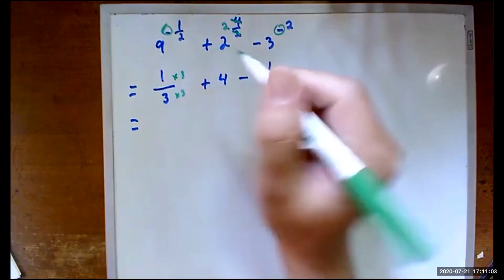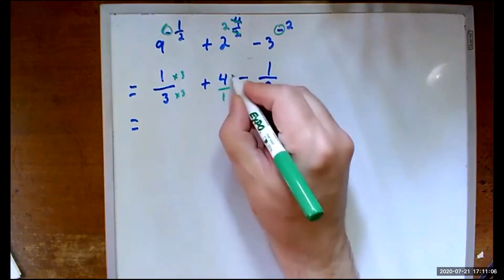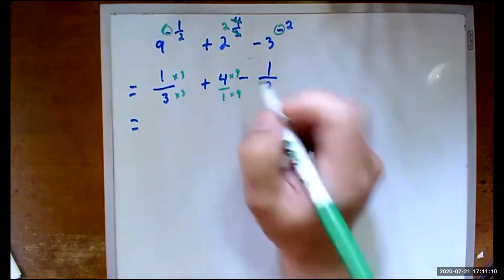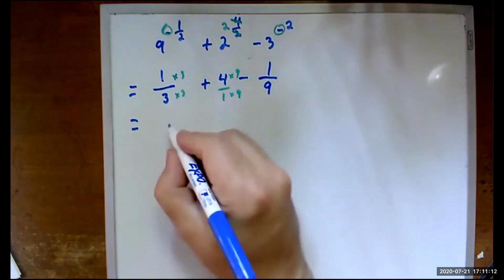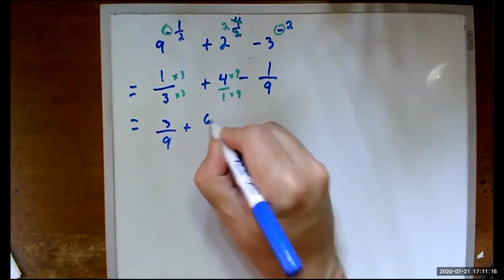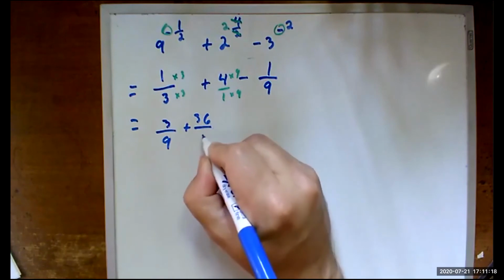And now I want everything with the same denominator. The lowest common denominator for all of these is going to be 9. So this will multiply by 3. We'll treat that as over 1, and it will multiply by 9.